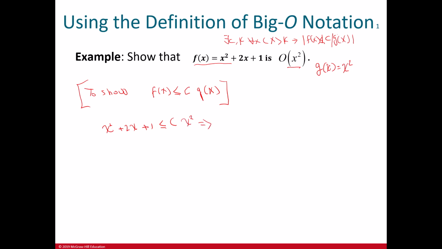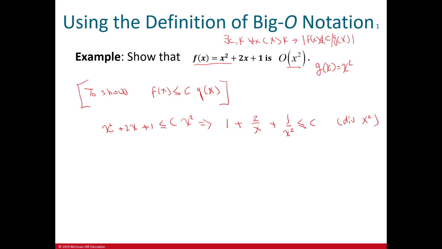From this, what I will do is divide both sides by g, by x to the 2. When I do this, I get 1, because x to the 2 divided by x to the 2 is 1. And then here I have 2 over x plus 1 over x to the 2, less than or equal to c, just c. What I did here was just divide by x to the 2.